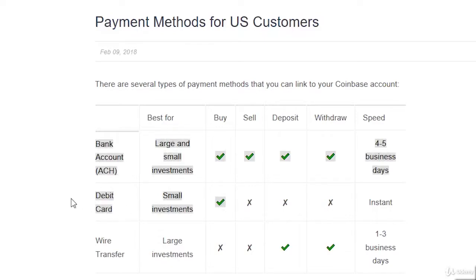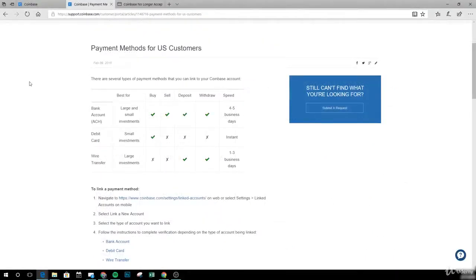But as a beginner, you're really only going to be using the bank account and the debit card. So personally, I would connect both of those to your Coinbase account immediately, just so that you don't have to wait at all for anything to get approved, and you'll just get it done and over with so that that's all set.